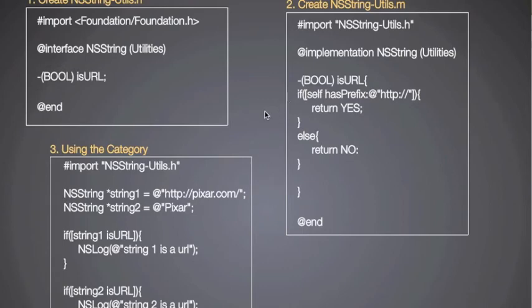Finally, to make use of the new category, we make sure we import it. So import the header file for the category. We go and use that particular class that we're wanting to use. And you can see here I'm creating a new NSString called string1 and one called string2. I can now call the isURL method, the category that we've added, on both strings.